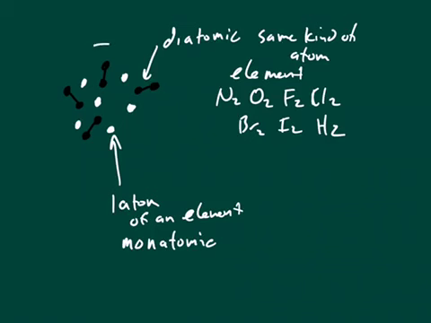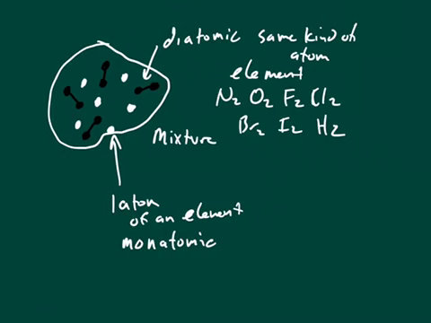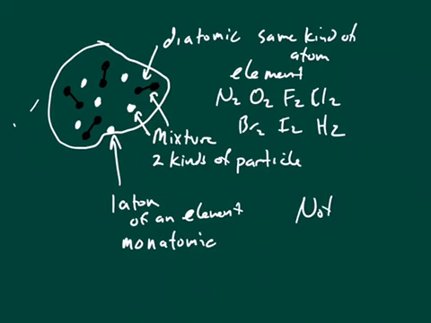What we see here, though, if we were to take this entire collection of particles, we would say that this is a mixture, because there are two kinds of particle. There's the diatomic element and the monatomic element. So it's really a mixture of two different elements. So this is not pure. It's not pure at all, because it's a mixture of two different kinds of particle.